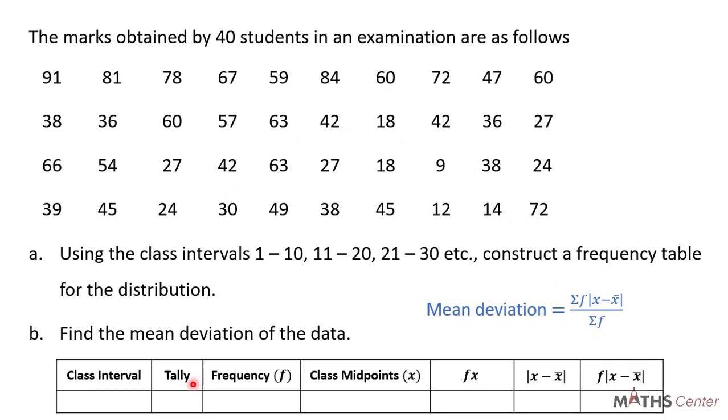Because we have the raw data, our table is going to have 7 columns. The reason why we are having 7 columns is that we will have to introduce an additional column for the tally. So you have the class intervals in the first one, the second one will be for the tally, the third one will be for the frequency, the fourth one will be for the class midpoints, which will be the x values. We will need the mean, and so the fifth one will be for fx. The sixth one will be for the absolute values of x minus the mean of x. And the seventh one will be f times the absolute values of x minus the mean of x.